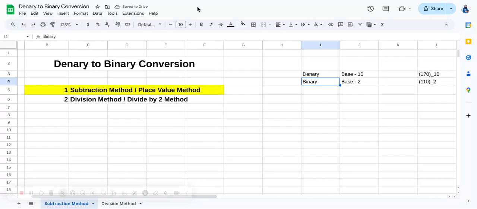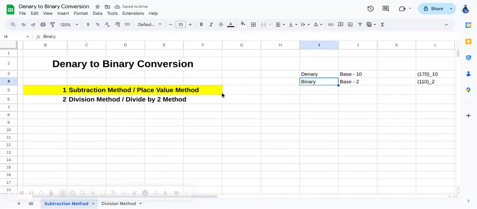Okay, so before we move further, now I would like to explain that there are two different kinds of method available for us to convert our denary number to a binary number. The first method is called the subtraction method or place value method. The beginning process is similar to the method where we convert from binary to denary number. So the table, how we draw the table, is similar to that method. The second method is the division method, divide by 2 method.